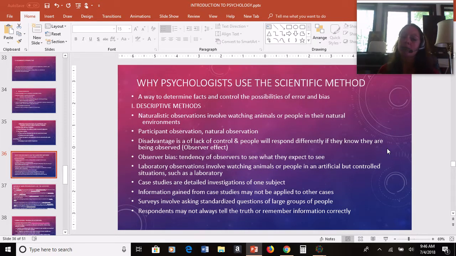And when we do these kinds of natural observations or lab or any of these different types of studies or experiments, we always have to think about observer bias and participant bias. We have to know that, as the person doing the observing, we have to be aware of how our own biases and preconceptions might influence that data.